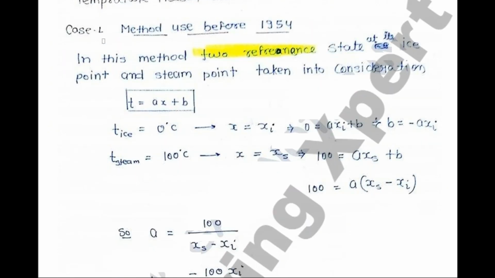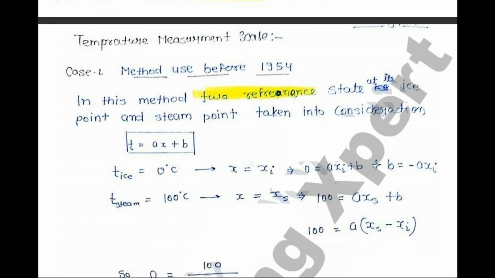Yeah, so let's study how we measure temperature. The earlier method that we used before 1954 was the two reference state system. We use two points as the reference: one is the melting point and one is the boiling point. By using two states, we find the temperature. Therefore, it is called the two reference states method.